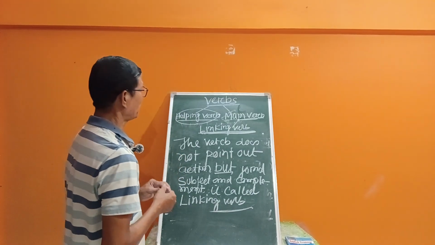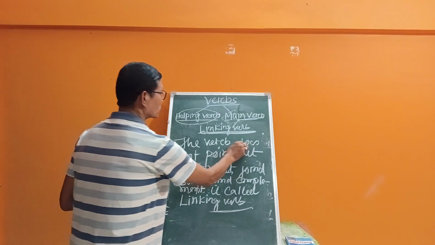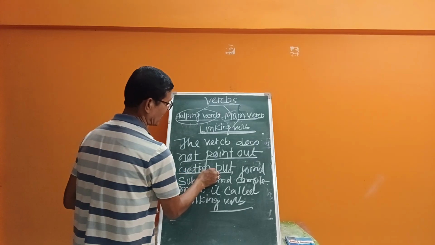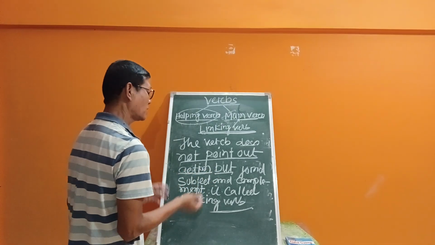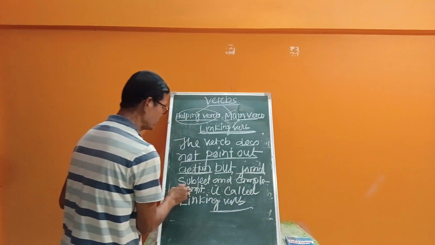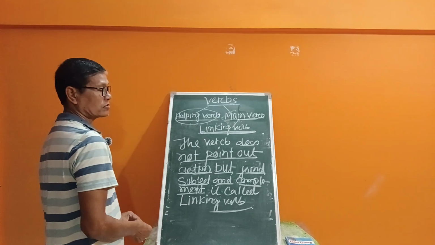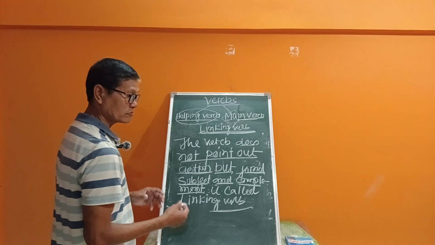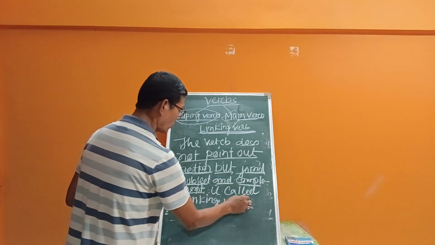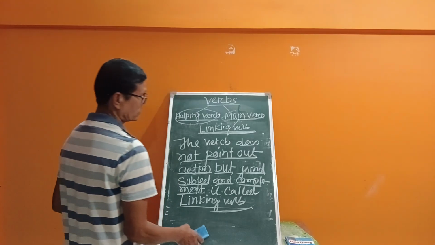I will repeat it again. What is the linking verb? The verb does not express the action, but it tries to connect, to join, the subject and complement. That is called a linking verb. Now I am going to make it clear with an example.